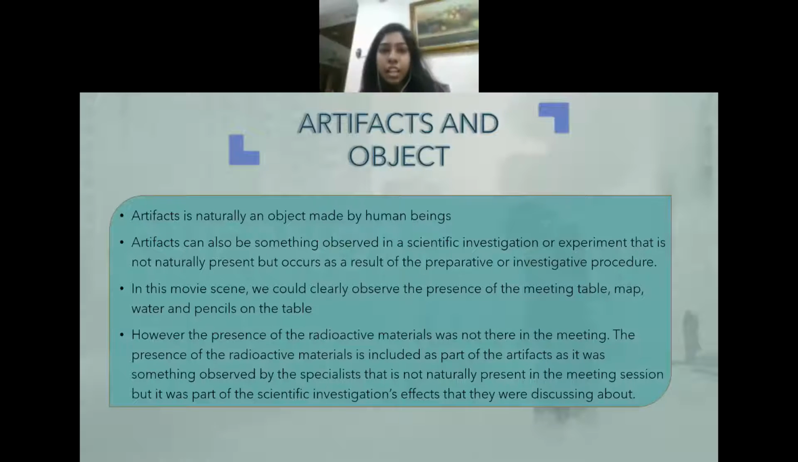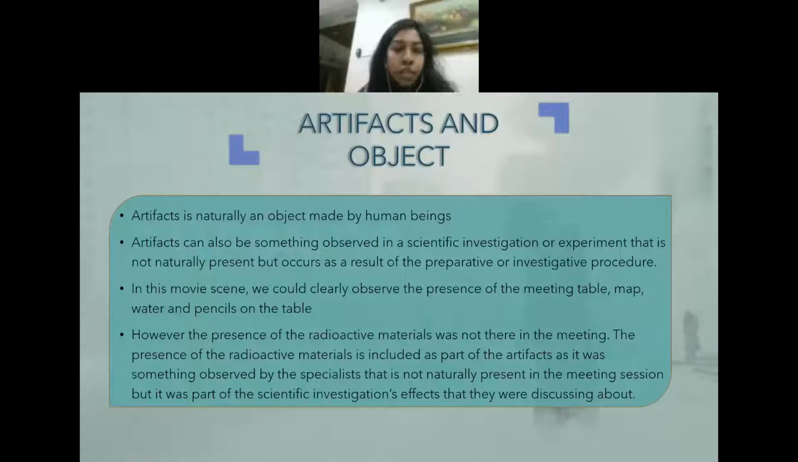Before I talk in detail, I would like to define what artifacts are in the first place. Artifacts, as we all know, are objects made by human beings. But artifacts also have another definition, where it could be something that is observed in a scientific investigation or experiment that is not naturally present but occurs as a result of an investigation.